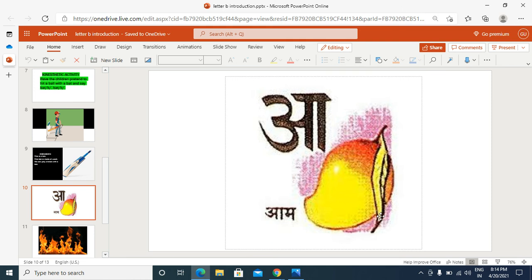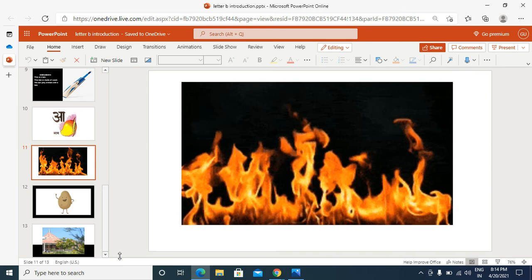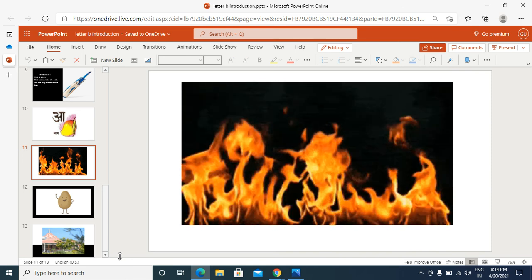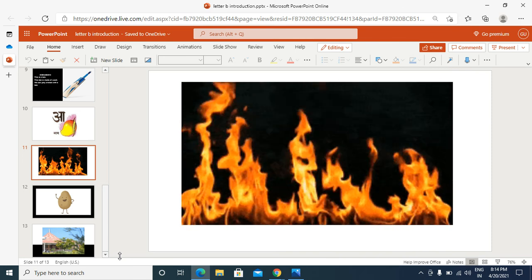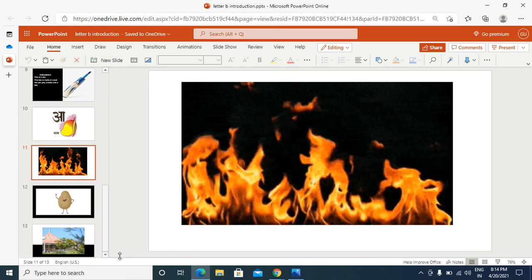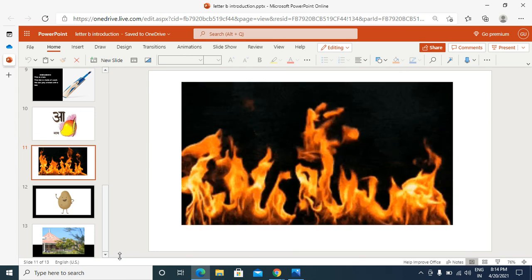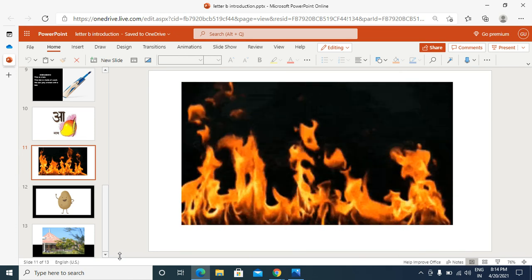So this is a arm. What is this? A arm. A आग. A आग. Fire. You have to keep distance from fire. Okay? आपको आग से दूर रहना होता है. It may harm you.